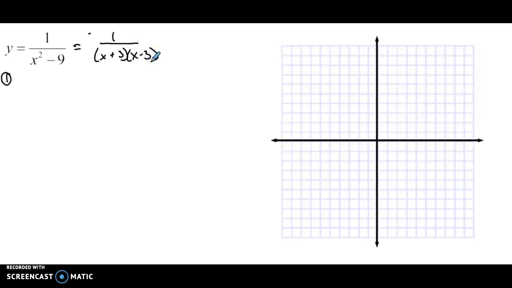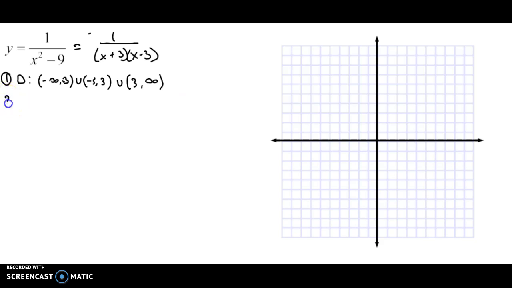Part 1 is where we find our domain. So the domain of this function goes from negative infinity to negative 3, union negative 3 to 3, union 3 to infinity.